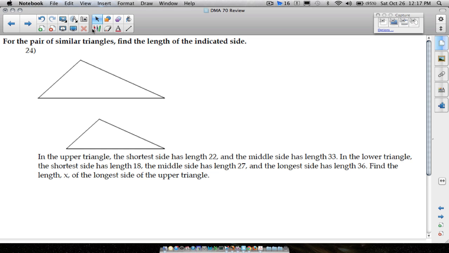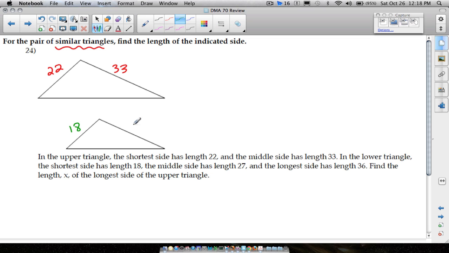Number 24, similar triangles. Since the problem says the triangles are similar, we can use some rational equations, but in all honesty, we're just going to be doing some ratios and proportions. So in the upper triangle, the shortest side is 22. So we got a 22 right there. That looks like the shortest side in the upper one. The middle side has a length of 33. That looks like the middle one. That looks the longest one to me. In the lower triangle, the shortest side is 18, so that would go there.